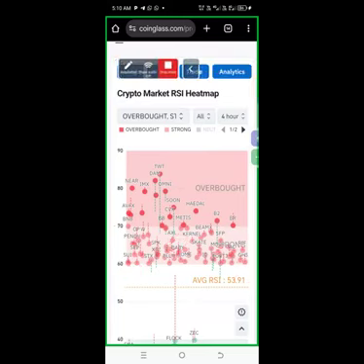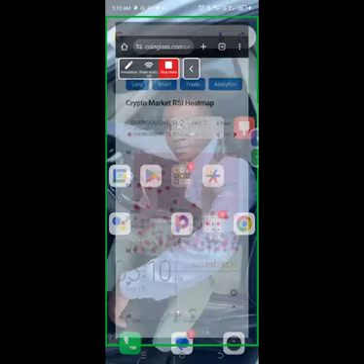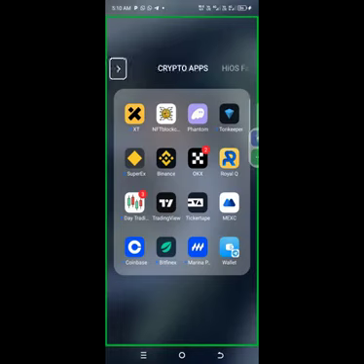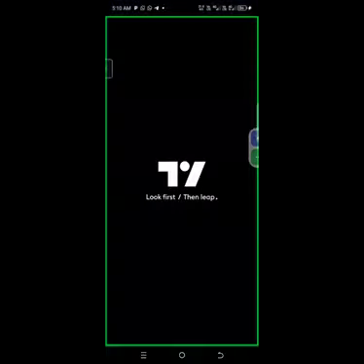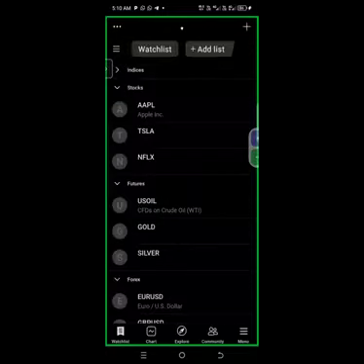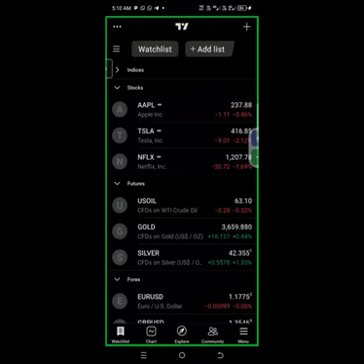Let's go. So presence is at the buying zone, right? So let's go to TradingView. After observing that, you just come to TradingView, tap on it nicely. Let's wait for it to load.